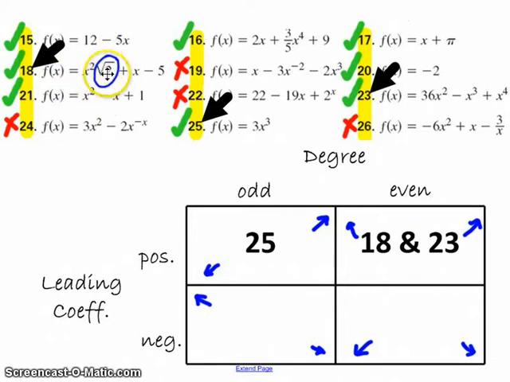But the lead coefficient on that term is radical 2. Even though the radical 2 comes after the x squared, it is still modifying that x squared. Radical 2 is a positive number. It's something between 1 and 4. So it is a positive even, and that's why 18 belongs in this quadrant.